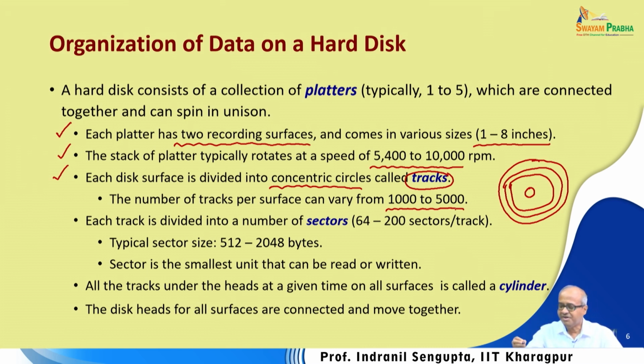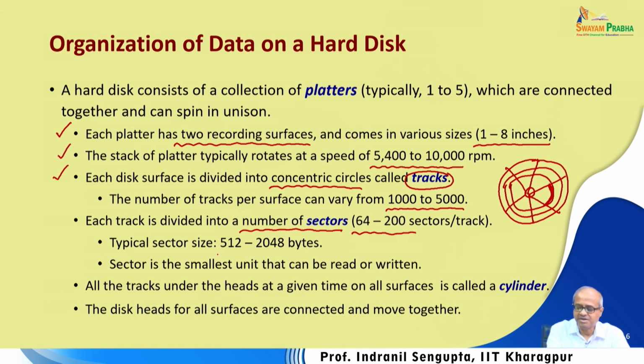And even inside the track, you divide the track into several segments, and each of these segments is called a sector. This is a sector. Each track is divided into a number of sectors. Typically, in each track you can have, let us say, from 64 up to 200 sectors. These are again typical values, and you store data sector-wise. In every sector you can store, let us say, from 512 to 2048 bytes.